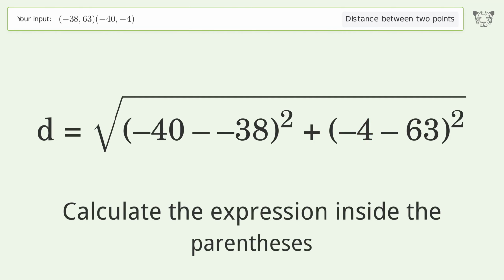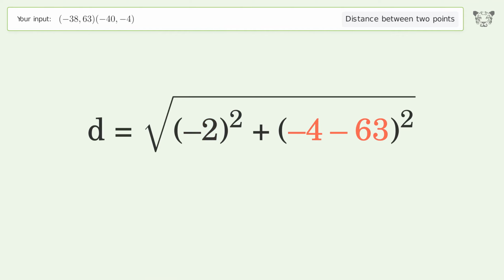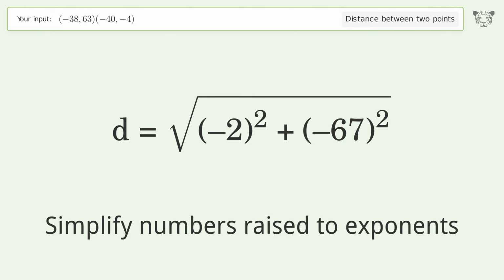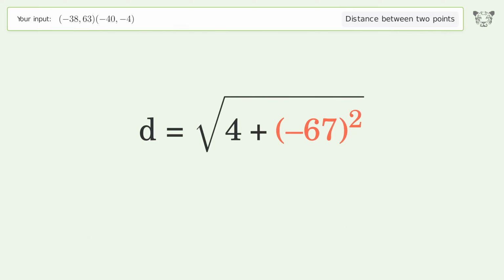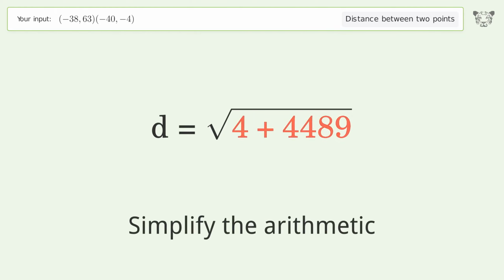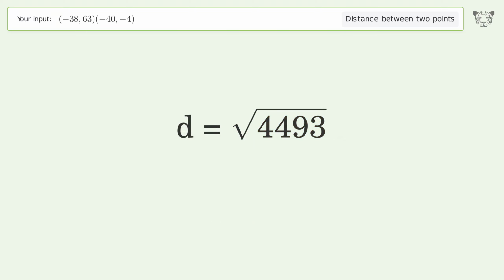Calculate the expression inside the parentheses. Simplify numbers raised to exponents. Simplify the arithmetic. And so the distance between the 2 points is the square root of 4,493, or 67.03.